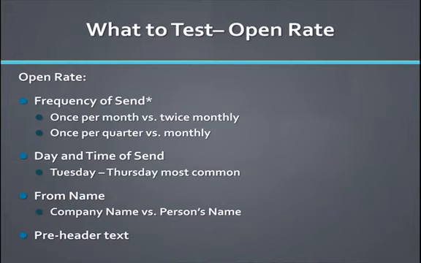There's an asterisk next to this, because the one thing that I would caution you about on changing the frequency of the send, especially if this is part of what people see when they sign up to be on your mailing list, it says we're going to mail once a month. Changing the frequency of the send can impact your subscribers, and it could cause them to be annoyed and want to unsubscribe.